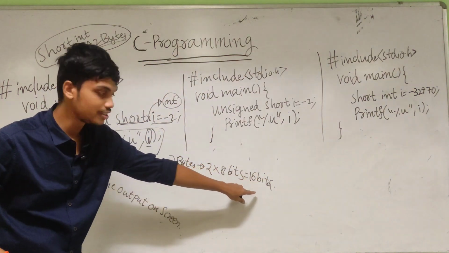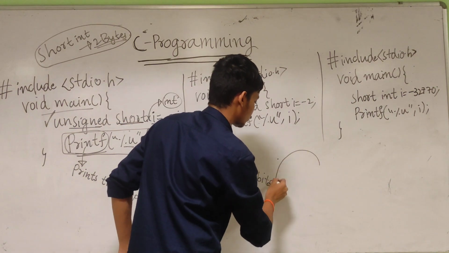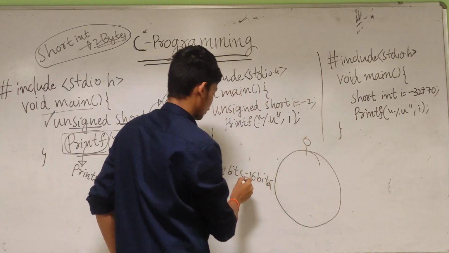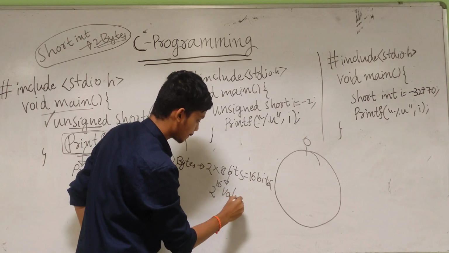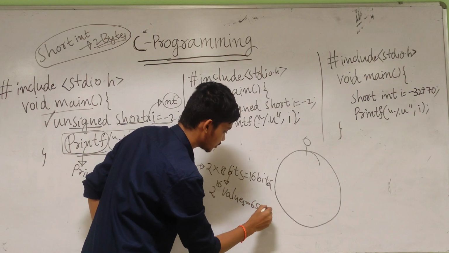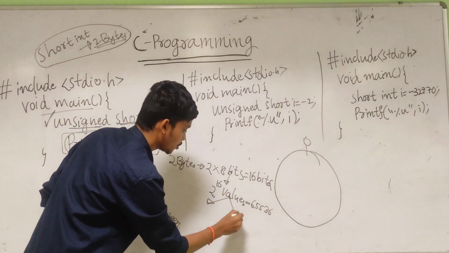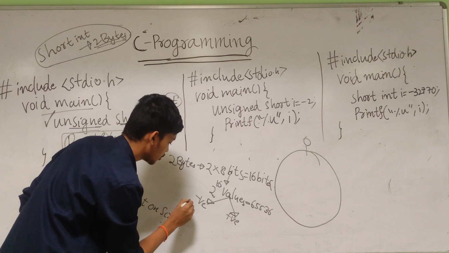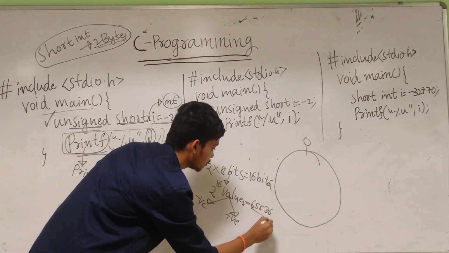Now 16 bits is there, you need to draw a cycle here. With 16 bits, 2 power 16 values are possible. 2 power 16 is 65536. In 2 power 16, two possibilities will be there: one negative, one positive. Negative values will be half of it, means how much?